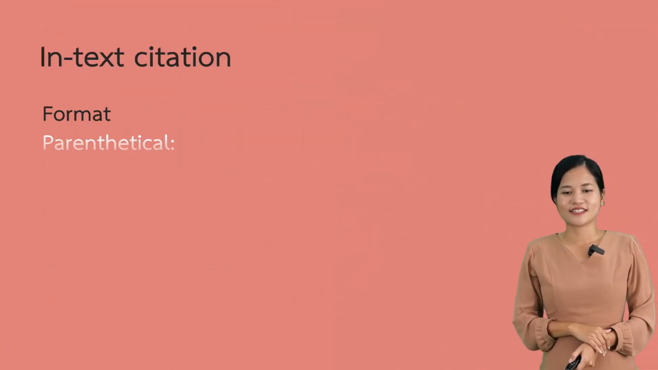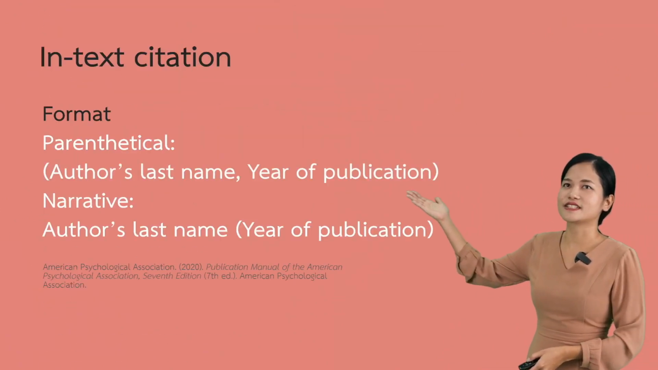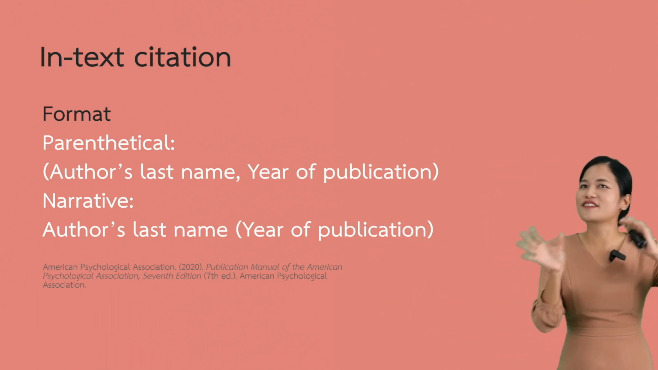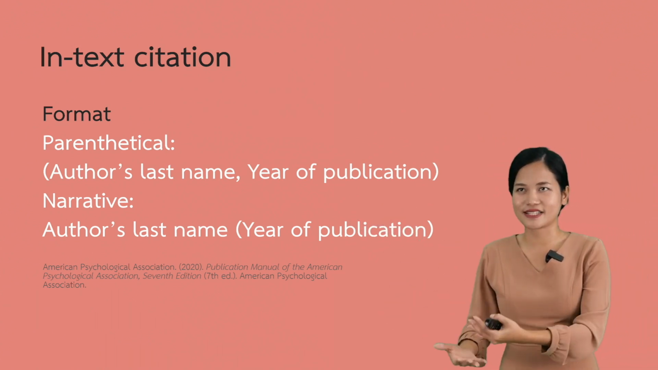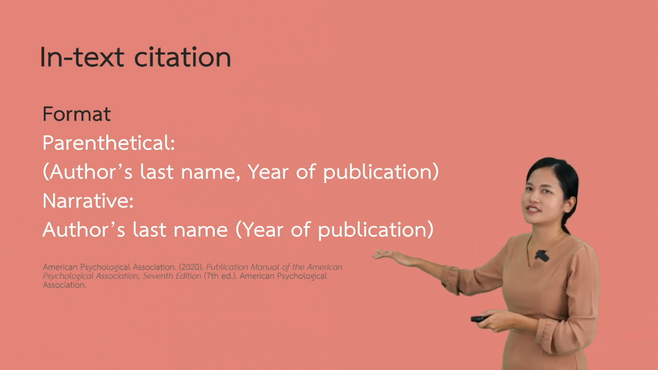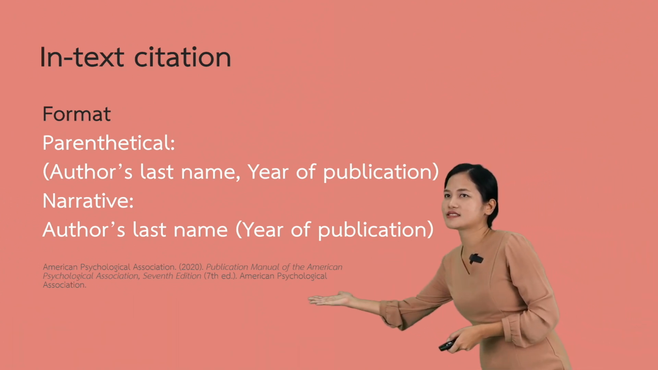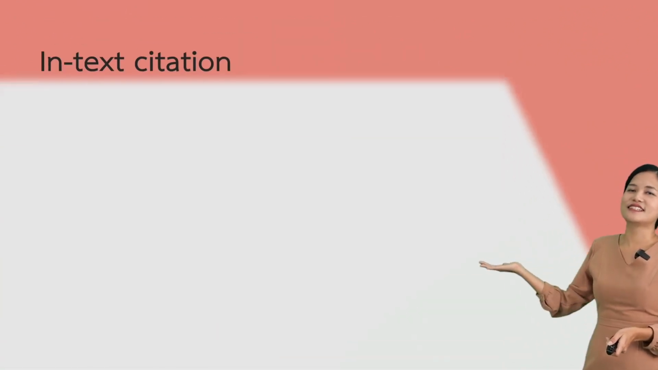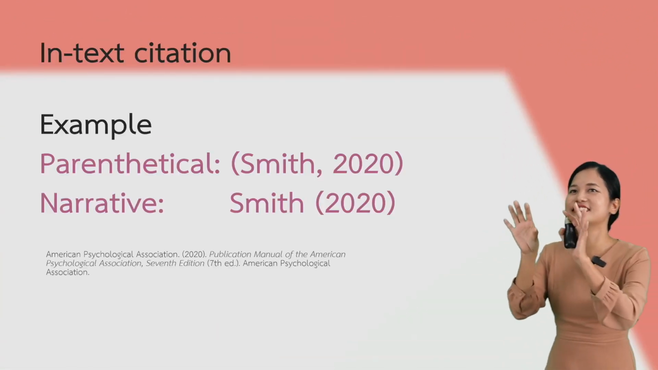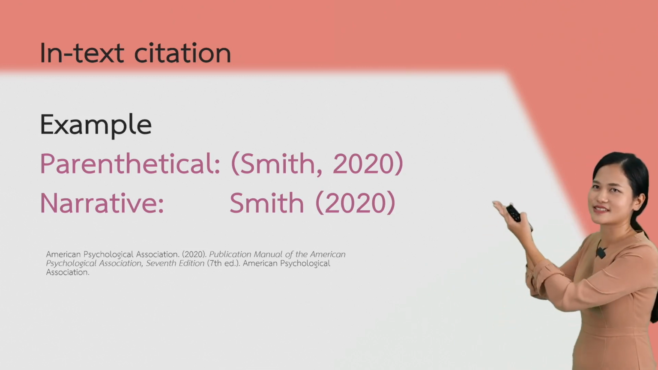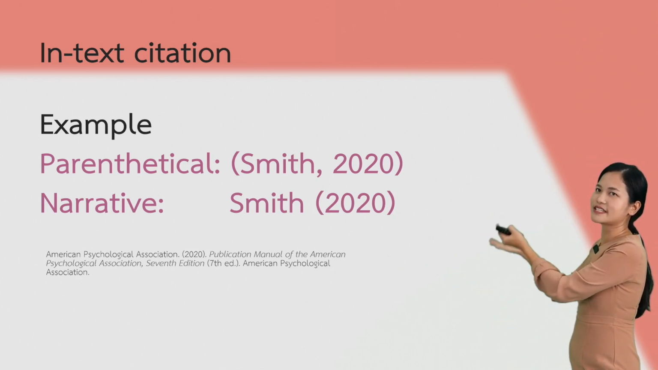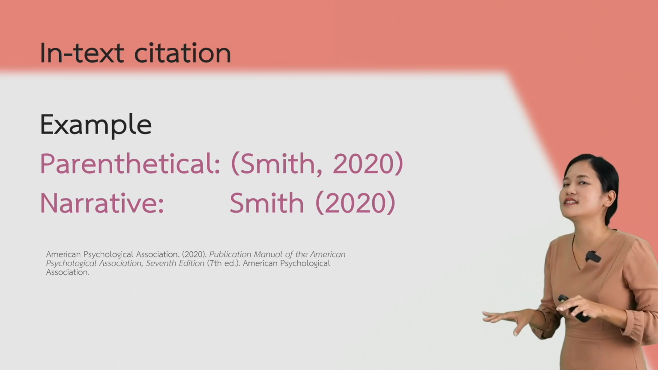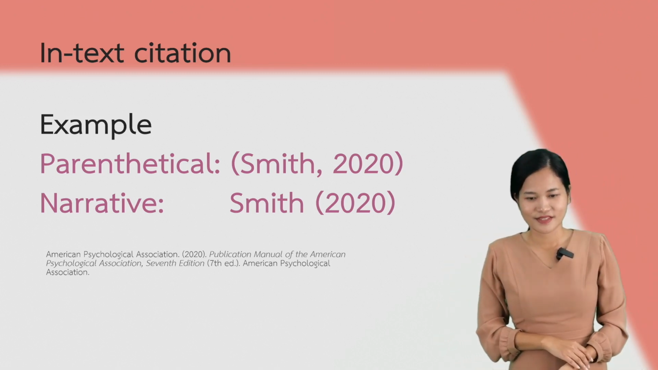Okay. So take a look at this. The first one, parenthetical, which is about using the brackets. And the last one, narrative. We start with the author's last name and then year of publication, like that. So actually, I think looking at this is easier for you to remember. Just take a look at this. Different, right? Very similar, but they are different. You can select one. Either one is fine.